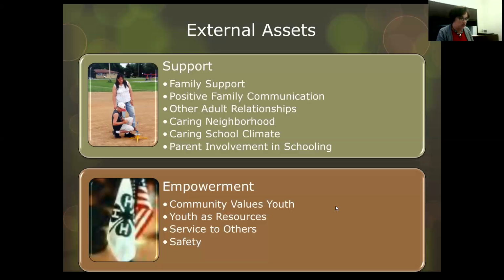Youth as resources, that youth are given useful roles in the community. That's another piece. That service to others, they serve their community. This is the one, young person serves in their community 1 hour or more per week. And I think that's one where we really can help as well, because in 4-H, we're always promoting service to community.